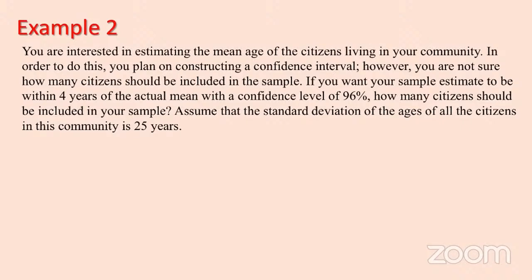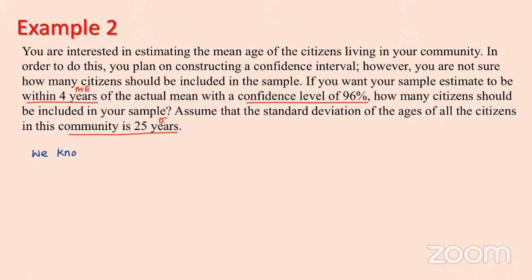So we have to label all this first. Whatever information is given: they have given the margin of error, within 4 years. Confidence level is given. You have to find how many citizens should be included. And the standard deviation of all ages is given, 25. So you can clearly see that this is the case when the population standard deviation is given, and you know the formula to find the sample size.